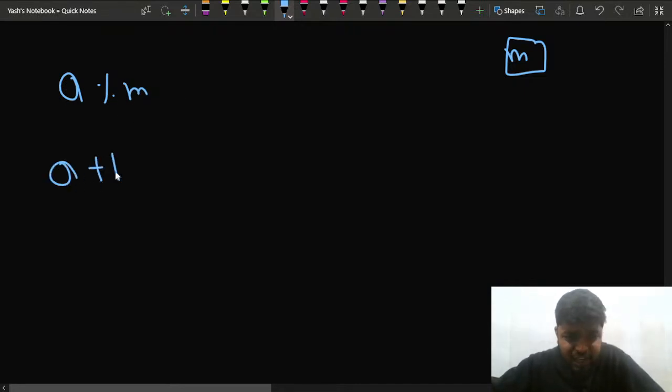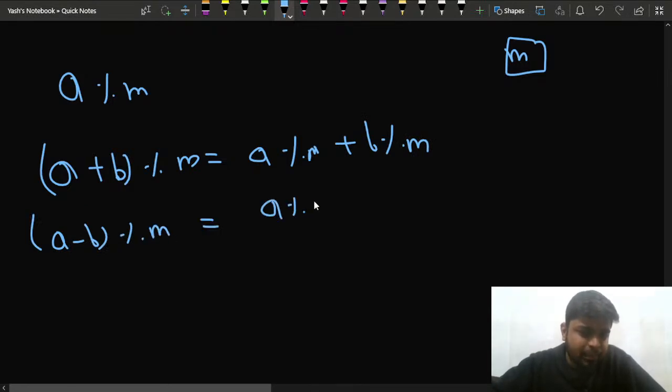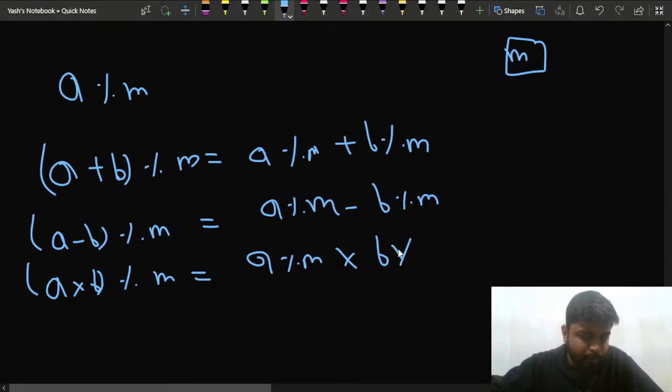If you have an expression a plus b and you have to do mod m, you will say that this becomes nothing but a mod m plus b mod m, right? If you have an expression like a minus b mod m, then you will say that this is nothing but a mod m minus b mod m, right? If you have a multiplied by b modulo m, you'll say that it's nothing but a mod m into b mod m, right?